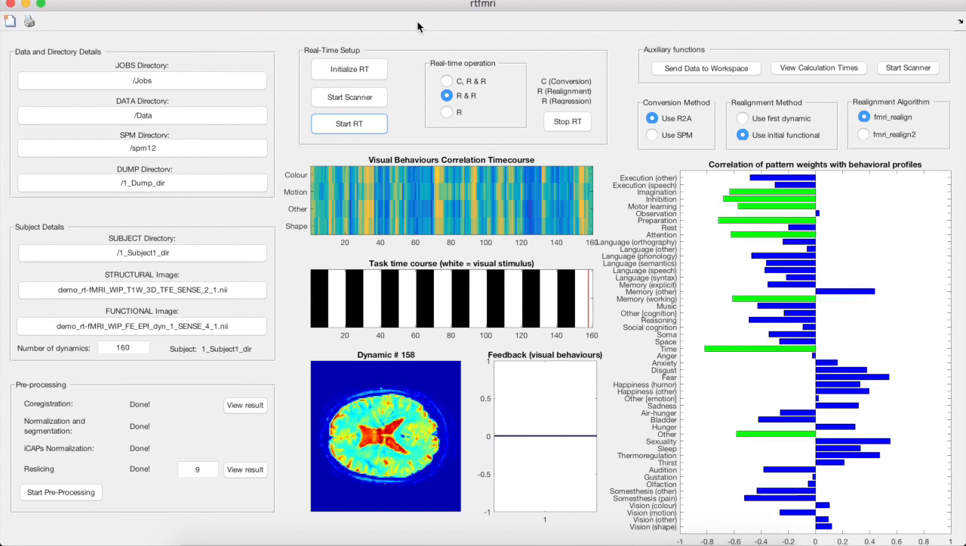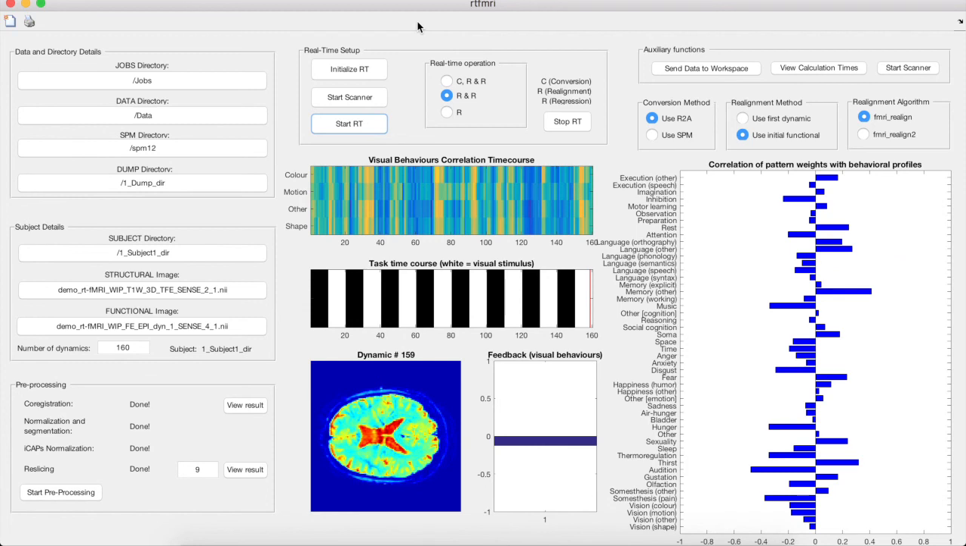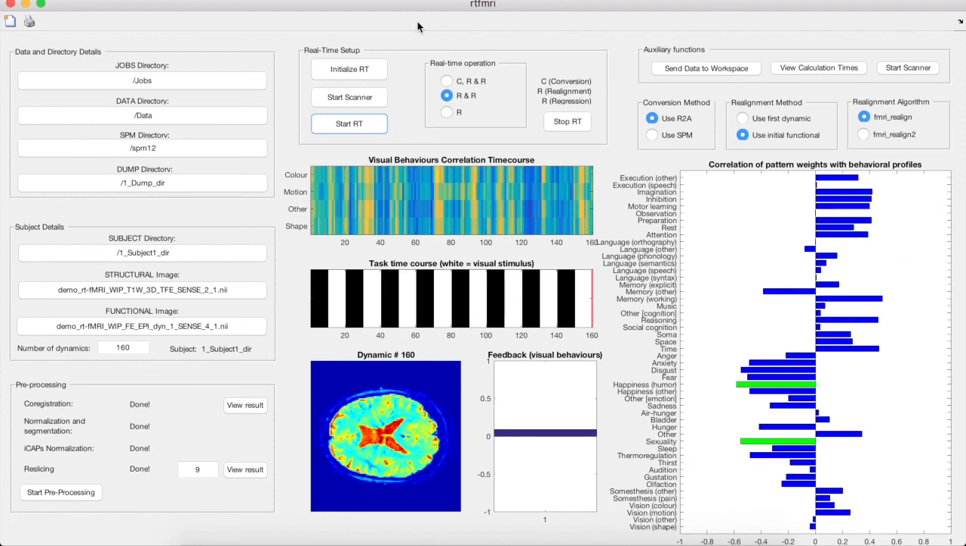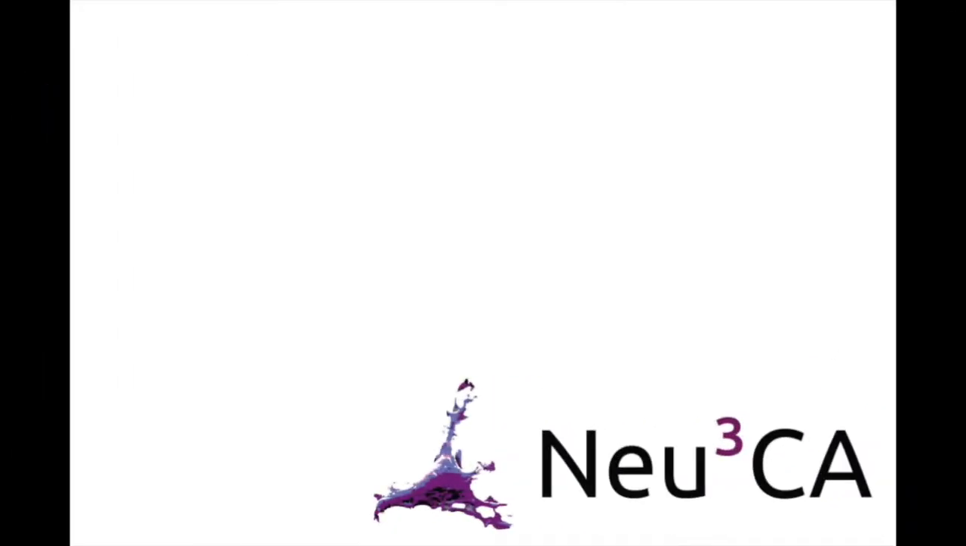As we progress to the end of the experiment, one can see the expected interleaved yellow and blue bars in the visual behavioral time course, although the data is still a bit noisy. This provides us with a basis for further work on the Neu3CA-RT program.